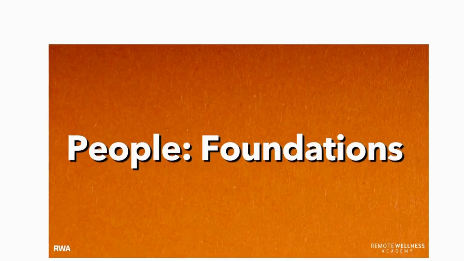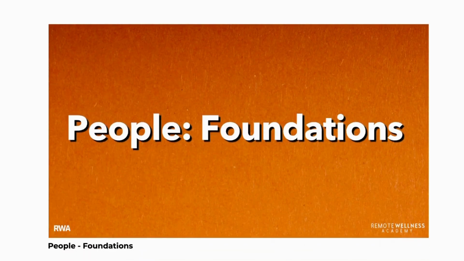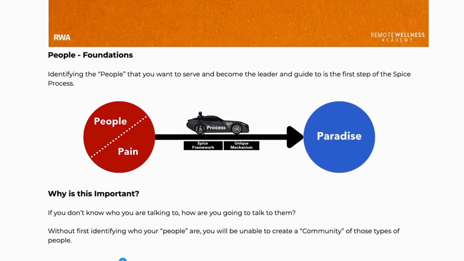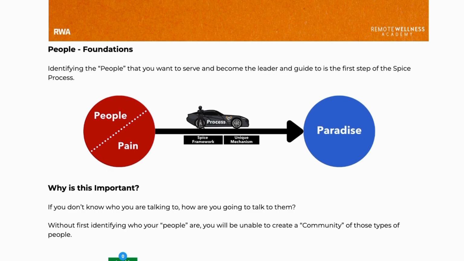So we're going to jump right into it and talk about the foundations of actually being able to pick your people, or your dream client, and all of the terminology around that. Identifying your people, the people that you're going to serve, is the first step in the SPICE process. It's about identifying the people that you want to serve, become the leader for, guide, and inspire, right?